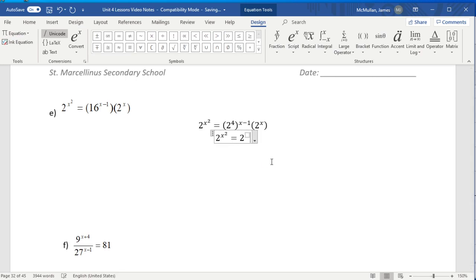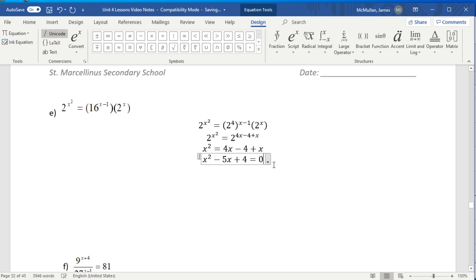On the right side, I want to join these things together. So I get 4x minus 4, and then I'm going to add the other x, because you have to add exponents. So you multiply the 4 and the x minus 1, and then the other x gets added because you're multiplying powers of the same base. So what you get here is that x squared equals 4x minus 4 plus x, and therefore you get x squared minus 5x plus 4 equals 0.